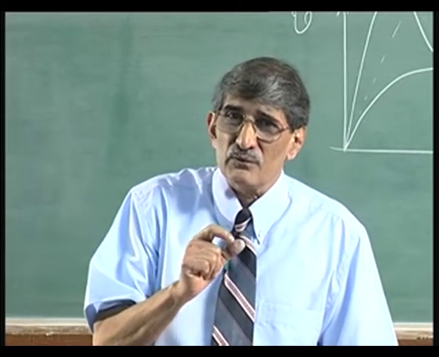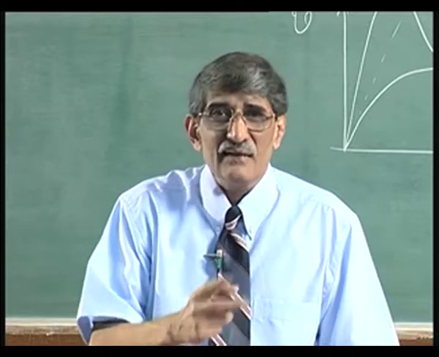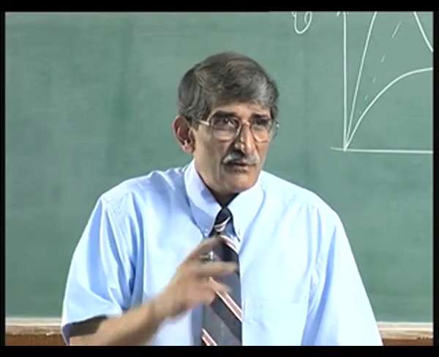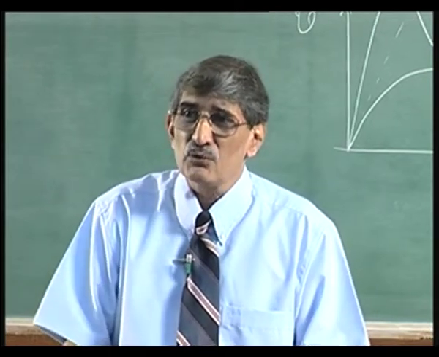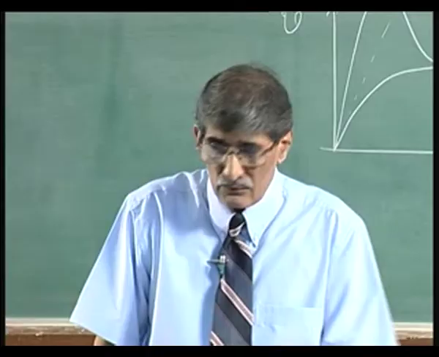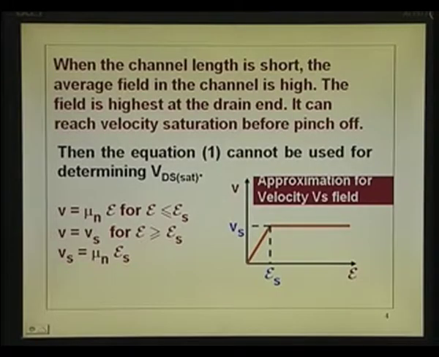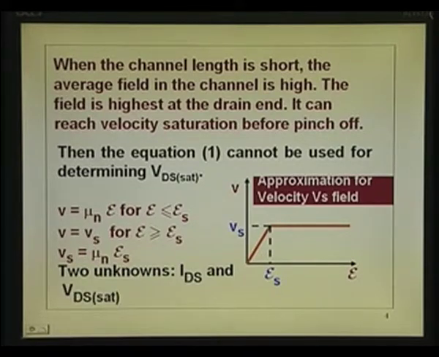So, there are two unknowns, I D sat and V D sat. If you know one of them, you can find out the other one, or there must be two equations which you can solve to get I D and V D sat both. So, here you do not know at which point the V D sat is taking place, but you know that it would saturate when the velocity saturates at some point. That concept is made use of. Two unknowns, I D S and V D sat. So, what we do now is divide the channel into two regions.